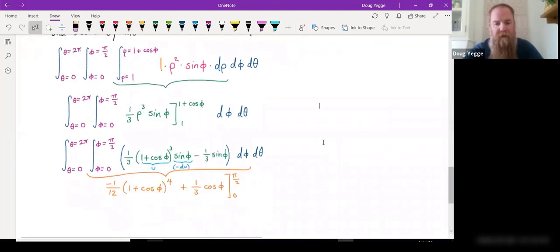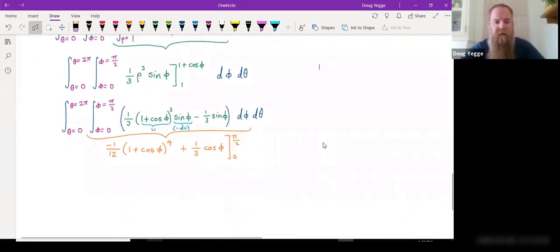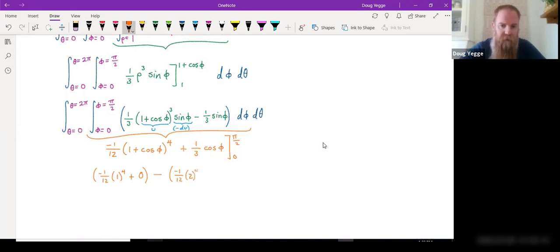Well, now we just plug in pi over 2 and plug in 0 to each of these and see what happens. Cosine of pi over 2 is 0, so that's simply negative 1/12 times 1 to the 4th, plus 1/3 times 0, minus, and now I plug in 0, and cosine of 0 is 1. So now we're left with negative 1/12 times 2 to the 4th, plus 1/3 times cosine of 0, which is 1/3 times 1.